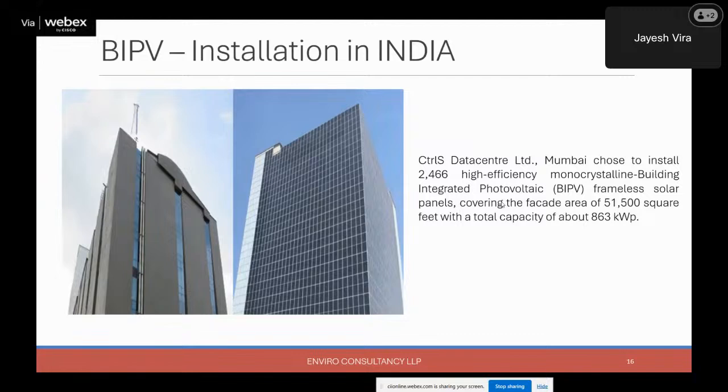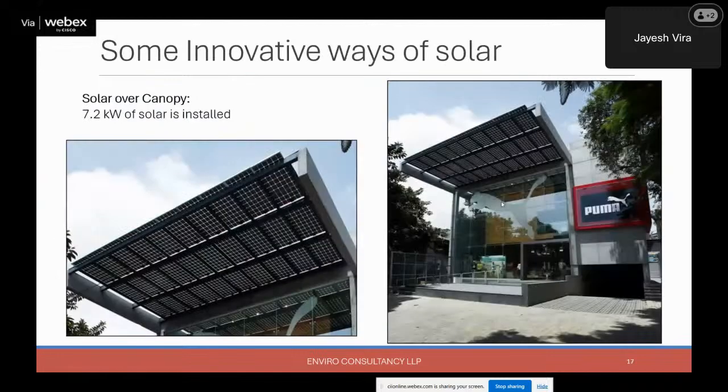The biggest BIPV being used is Controller's data center, which is in Mumbai. About 2,466 cells are being used on the facade, almost 51,000 square feet of the facade area is covered with this, and a total capacity of almost 863 kilowatt is being generated. Of course, being a data center, the requirement is much higher, but having this much capacity is quite astonishing with respect to BIPV. Till date in India, it is one of the biggest installations.